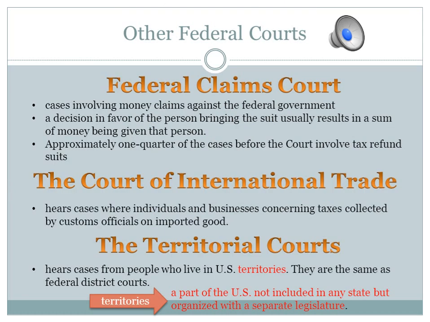There are many other federal claims courts, so I'd call them, with my own language, sub-federal courts. So there's a federal claims court, and it involves money claims against the federal government, and a decision in favor of the person bringing the suit usually results in a sum of money being given that person. Also, it deals with approximately 1/4 of the cases before the court that involve tax refund suits. So if you're really angry, say you own a business and you feel like you don't owe as much as you should, you'd go to federal claims court.